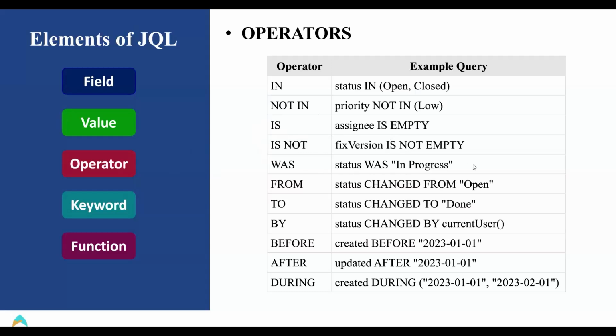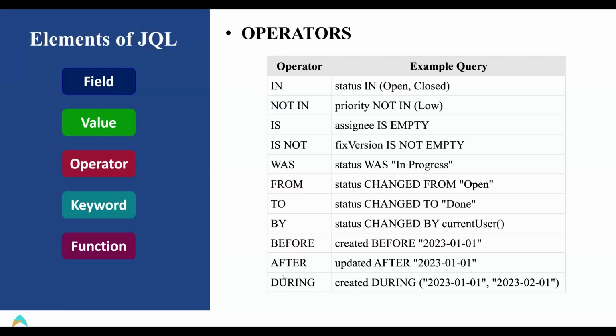Now it can be in any status, but previously the status was in progress. So if you see, the from, to, and by operators always pair up with the changed operator. It always comes like, if you see here, status changed from open. So before, the status can be anything, but if it was open previously, it's going to filter that result.